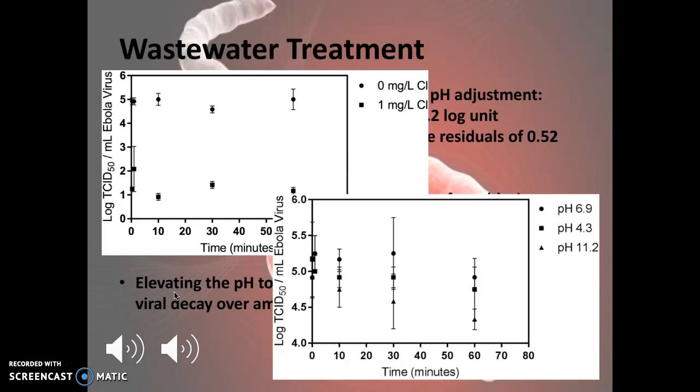The second graph here shows the persistence of Ebola virus in wastewater at neutral, acidic, and basic pH. No viral inactivation was observed in the wastewater pH of 6.2, but at pH 11.2, the 95% confidence interval for one log inactivation was found to be 52 to 193 minutes.